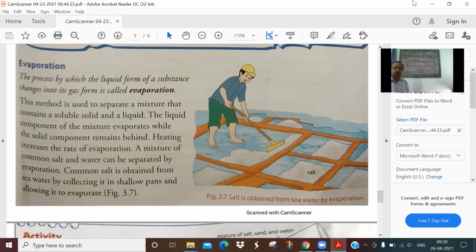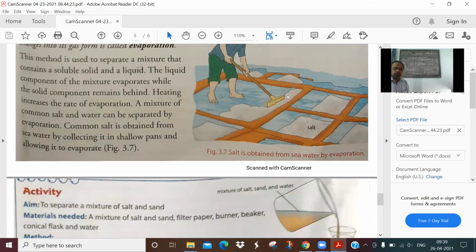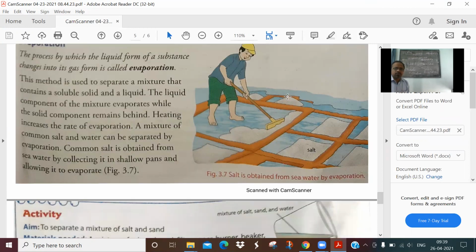Now, I'm reading the topic. Look into the diagram: salt obtained from seawater by the evaporation process. Actually, this is large scale production of salt. Salt water, that is the seawater containing common salt, is allowed to evaporate in large open fields, and the sunlight falls on it, the water evaporates and the salt is collected after the water evaporates.